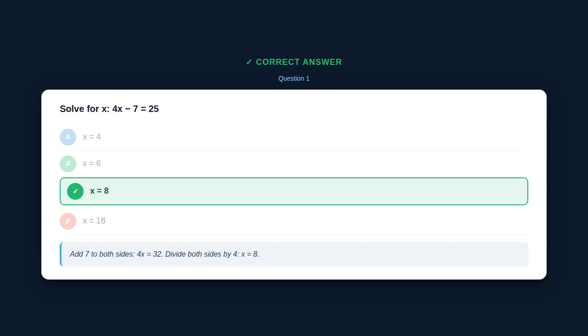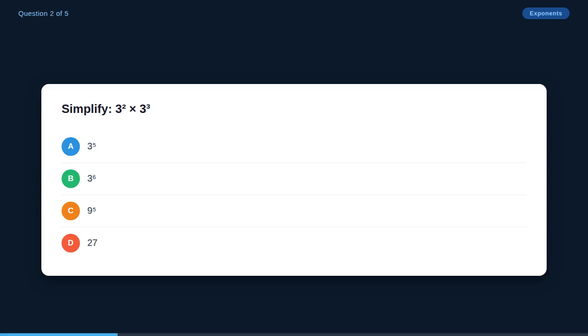Question 2 of 5. Simplify 3 superscript 2 times 3 superscript 3. Option A, 3 superscript 5. Option B, 3 superscript 6. Option C, 9. Option D, 27.